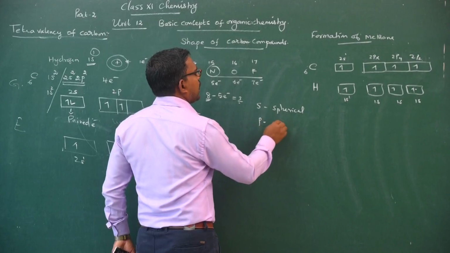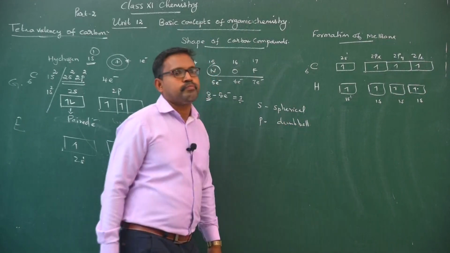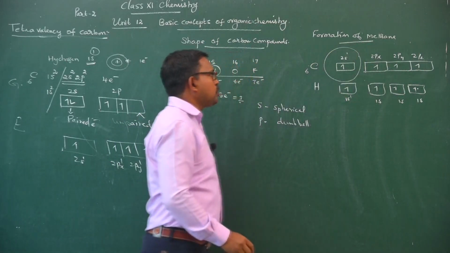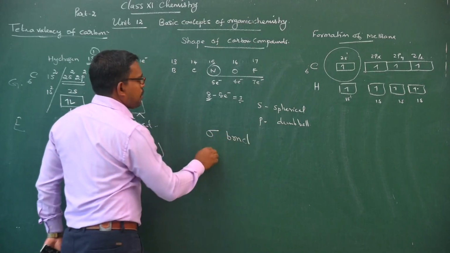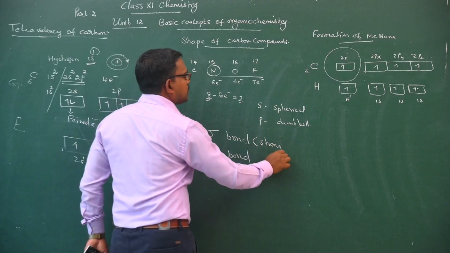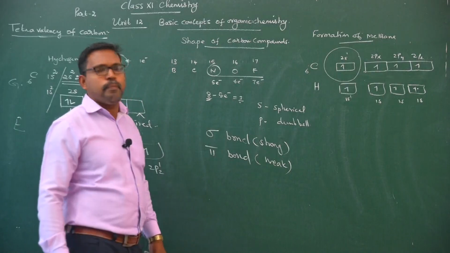The shape of the p orbital is dumbbell shape. There are 2 types of bonds: one is the sigma bond, another is the pi bond. The sigma bond is the strong bond and the pi bond is the weak bond.